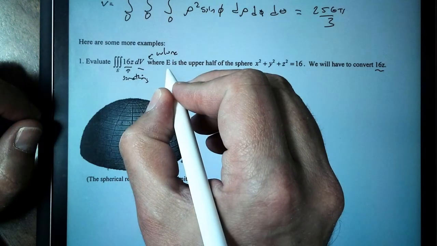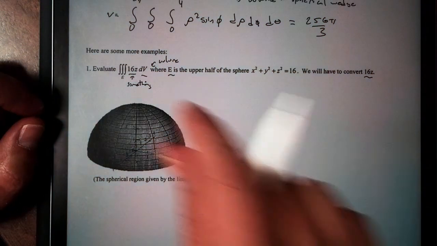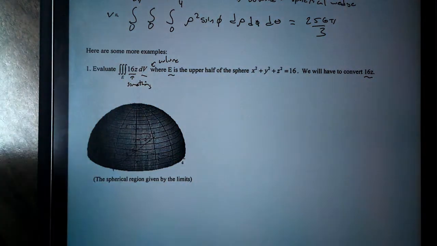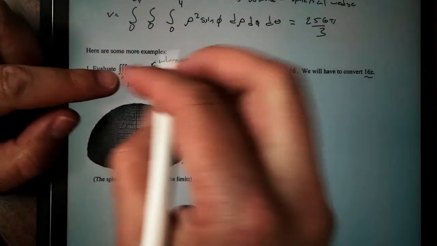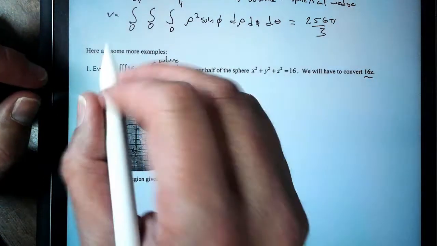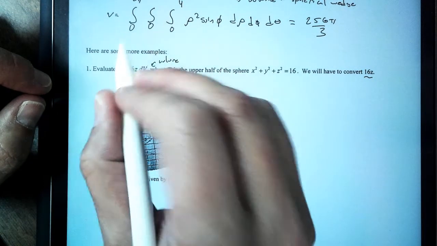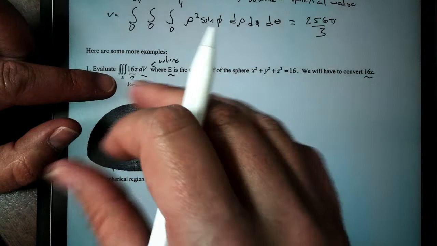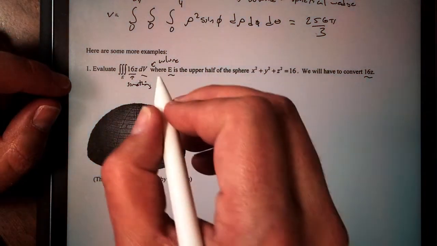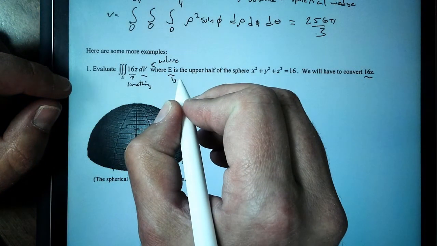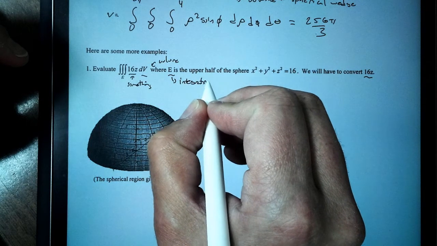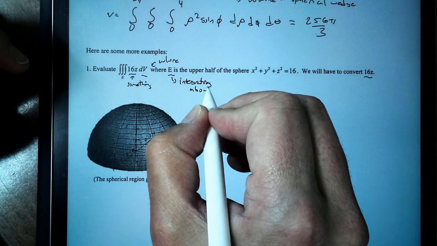Now they tell us E is the upper half of the sphere. This little E down here, they use different letters, D, R, E, all sorts of variables. All that really matters is that if you see a letter down here, they're looking at the limits or the domain of our sphere. So let's go ahead and talk about this. This is saying we are going to be integrating over a sphere. So let's go ahead and talk about our sphere then.